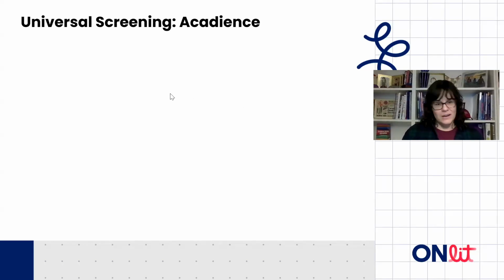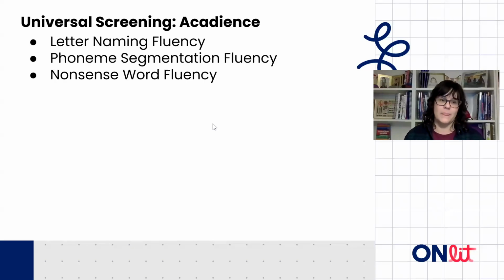At the beginning of the year in grade 1 for Acadience, we're looking at these 3 things: letter naming fluency, phoneme segmentation fluency, and nonsense word fluency. Now, I've seen a lot of chatter online about how these are not relevant to the Ontario context because it's not what we teach them in grade 1. So I just thought I would take a very short amount of time to show you how they are related.